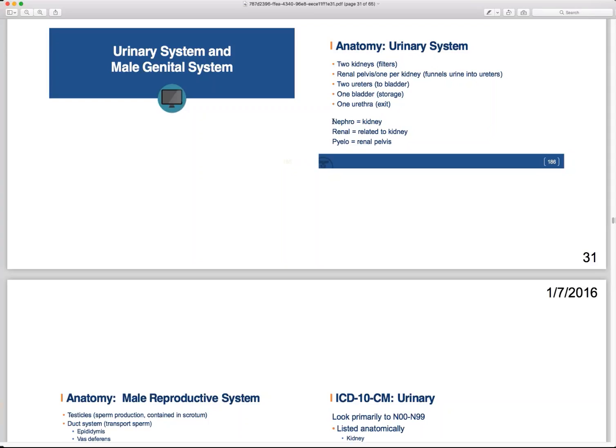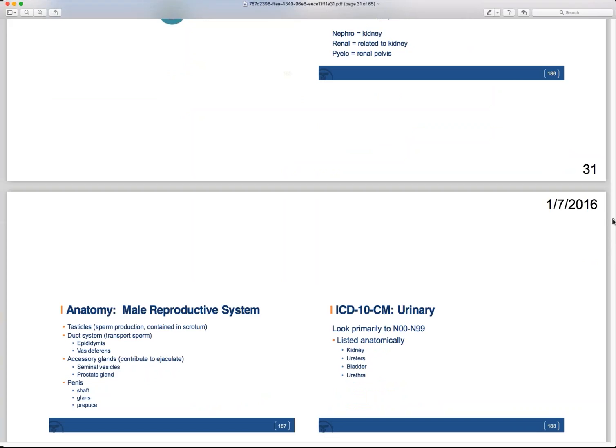Just pay attention to these terms. Renal means related to the kidney, and nephro also refers to the kidney, because some people get confused with nephro and renal. They're both pertaining to the kidney. Nephro is used to describe the kidney. If I said nephrectomy, you don't say kidneyectomy, right? So nephro is pertaining to the kidney, and renal is related to the kidney. And then you have pyelo, which is the renal pelvis.